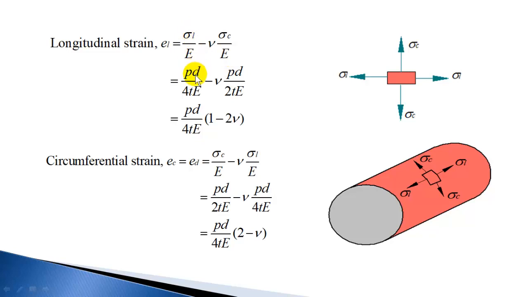Now you know sigma L as PD by 4T and sigma C as PD by 2T, and we can substitute and take PD by 4T outside. You get PD by 4T into PD by 4T. If you take outside, you have to multiply numerator by 2, so you get 1 minus 2 nu. So this is a longitudinal strain. So you remember this formula. EL, longitudinal strain, is sigma L by E minus nu sigma C by E.